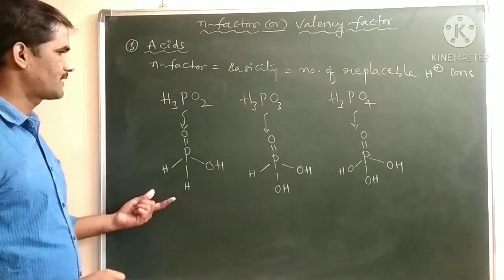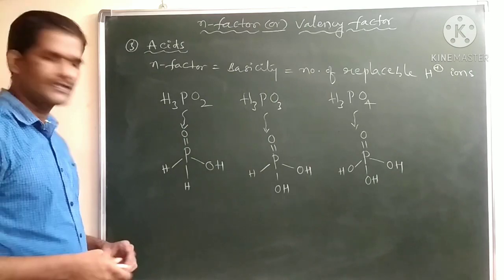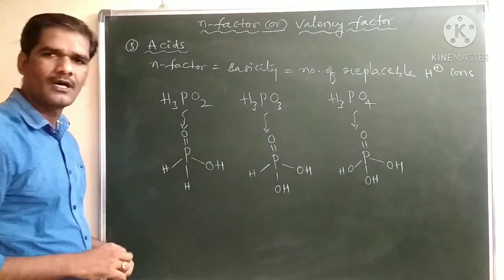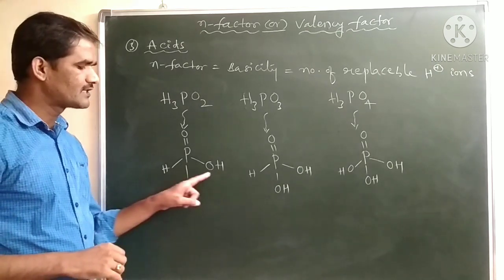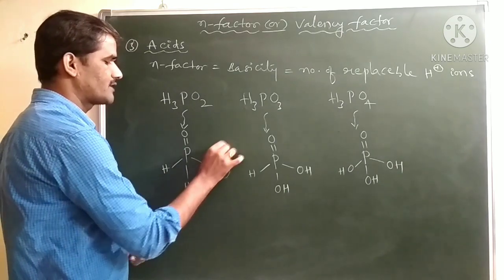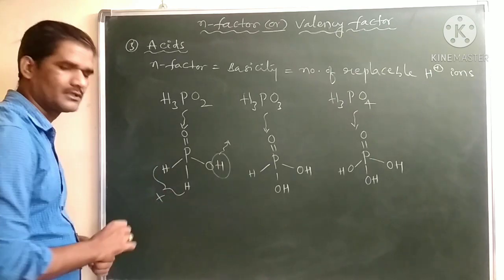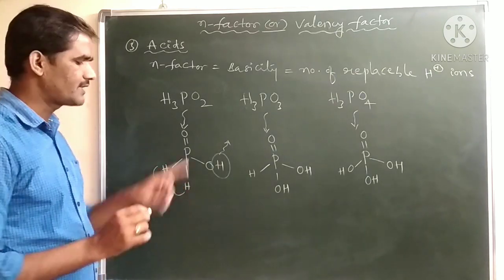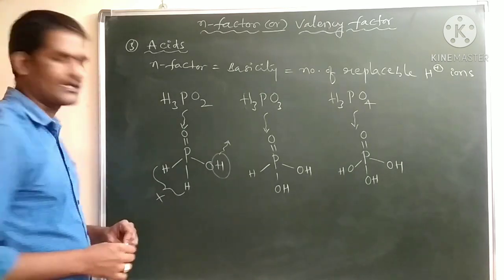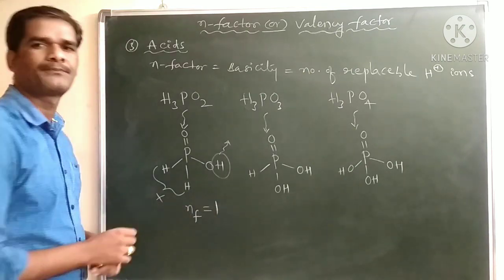And you see in the case of H3PO2, 2 hydrogens are directly linked to the phosphorus and 1 hydrogen is linked to the oxygen. Only the hydrogen which is linked to the oxygen is replaceable. Here only this hydrogen is replaceable, and these 2 hydrogens are non-replaceable. So we can say here only 1 hydrogen is replaceable even though it contains 3 hydrogen atoms. So N factor for H3PO2 is 1.